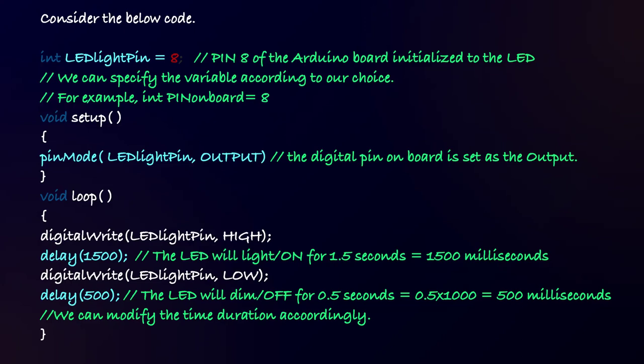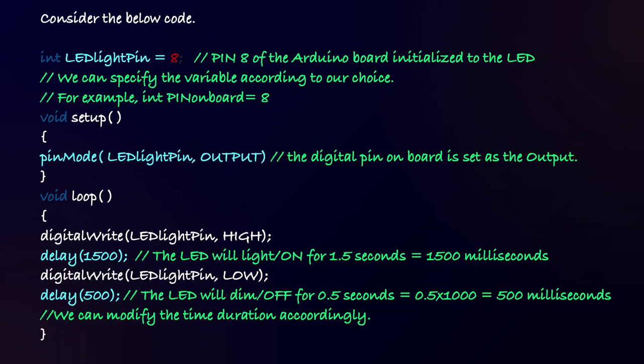Then in void setup, we declare the LED light pin to be the output. Inside void loop, what happens? digitalWrite LED light pin high, then delay of 1500. The LED will light on for 1.5 seconds. 1.5 seconds is 1500 milliseconds.